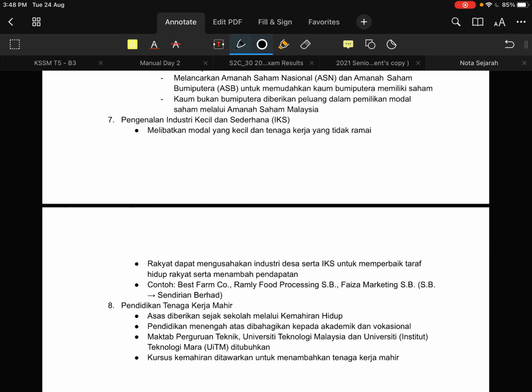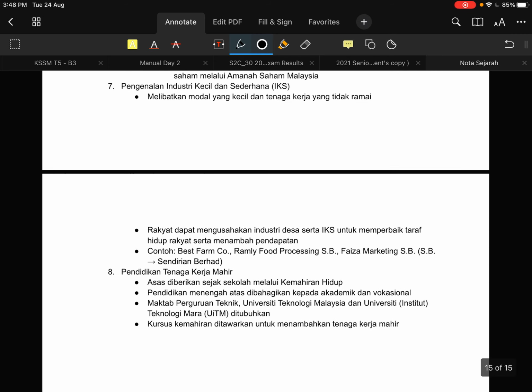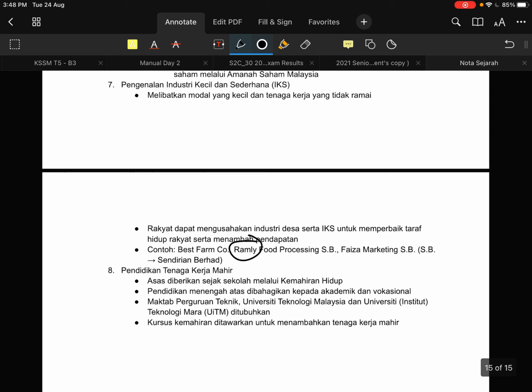Like for example, they make their own food business. They make their own plant business. They make their own clothing line. So there are a few successful ones. And I'm sure that most of you don't actually know some of these. But I'm sure a lot of you know what Ramli is. Ramli is really successful. Like, you know that burger patty, kan? If you go to a lot of stores, you will see that burger patty is coming from Ramli. Because Ramli has a lot of good burgers. So, out of these ones, Ramli is the most famous.